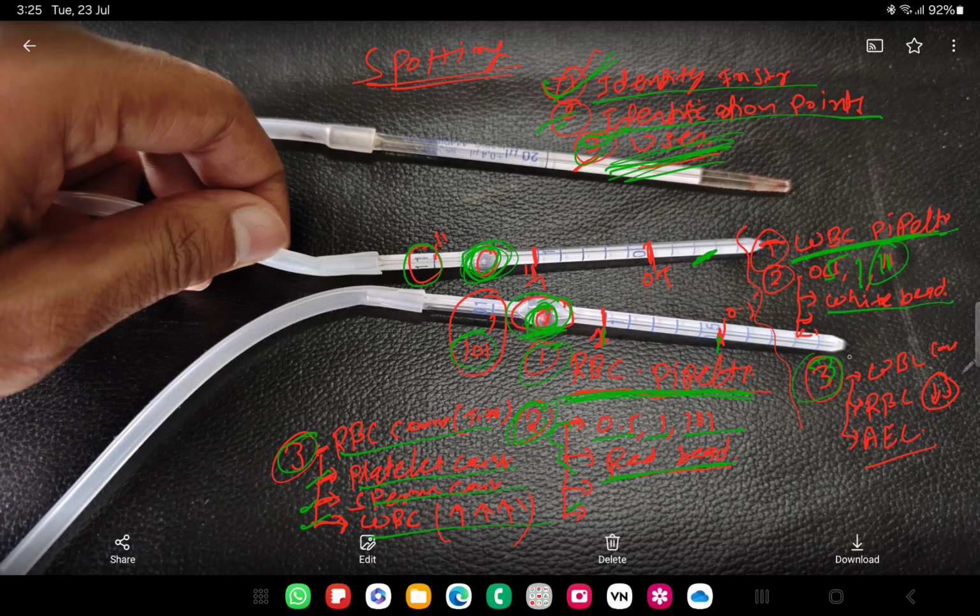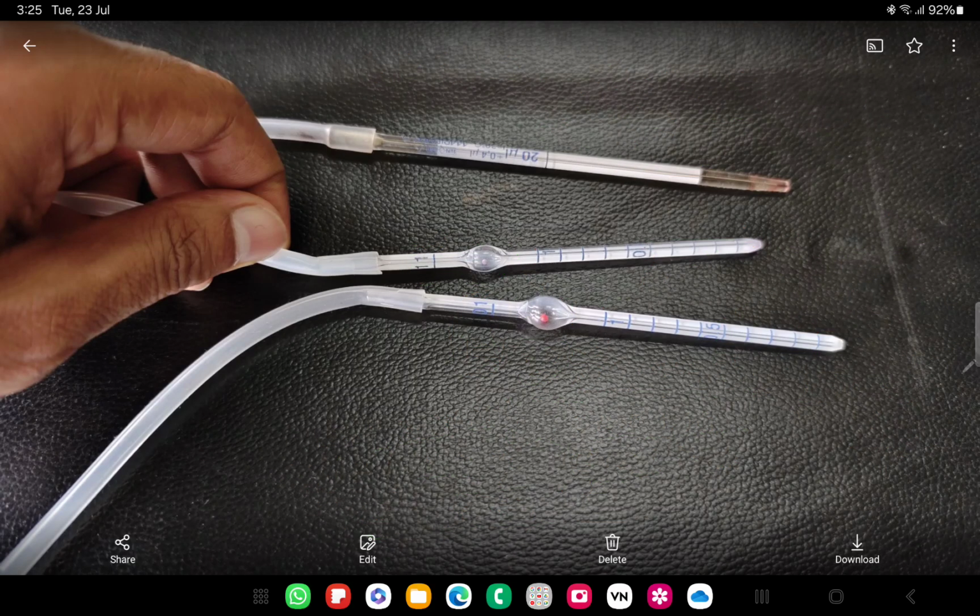The third point is uses of the WBC pipette: obviously WBC count, and RBC count sometimes, when the RBC count is very much low.